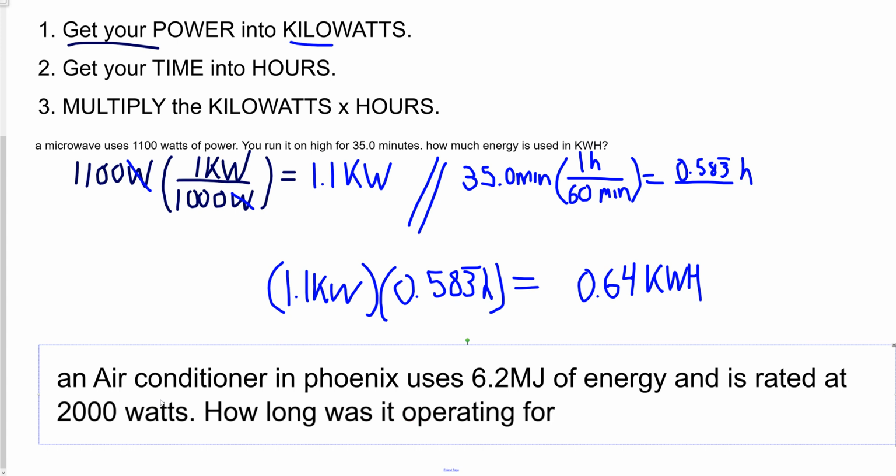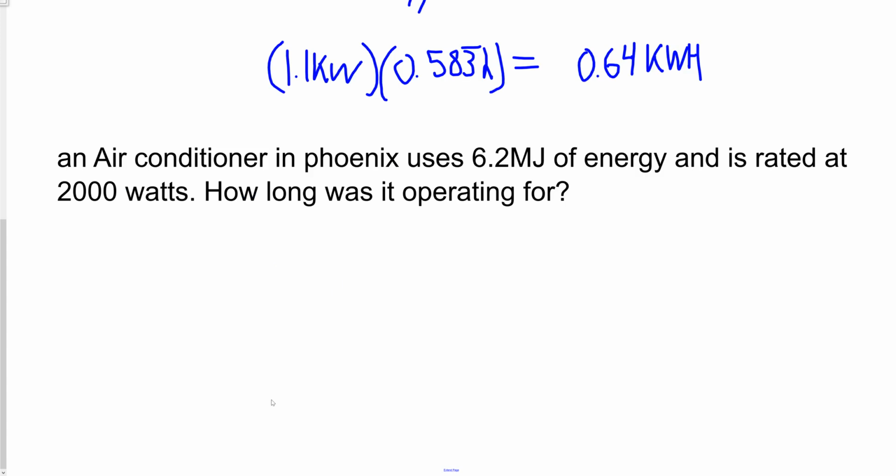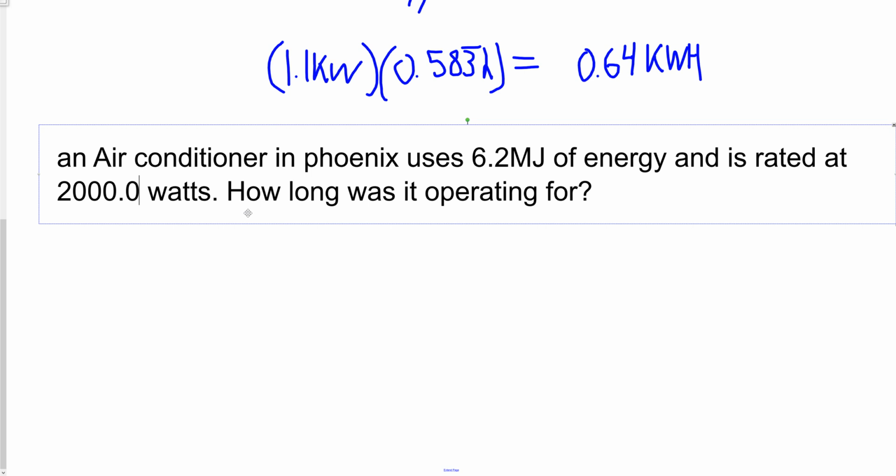All right, so a little bit more difficult. An air conditioner in Phoenix uses 6.2 megajoules of energy and is rated at 2,000 watts. And I'm going to put a 0.0 on here just so we've got sig digs. Because if I just leave it at 2,000, that only has 1 sig dig. How long was it operating for? So we're going to have to get this into a time.